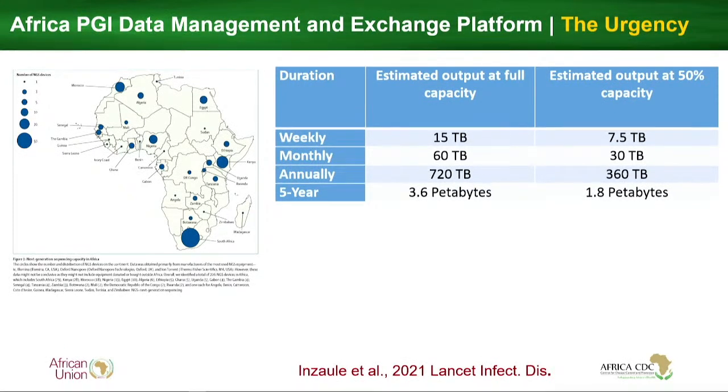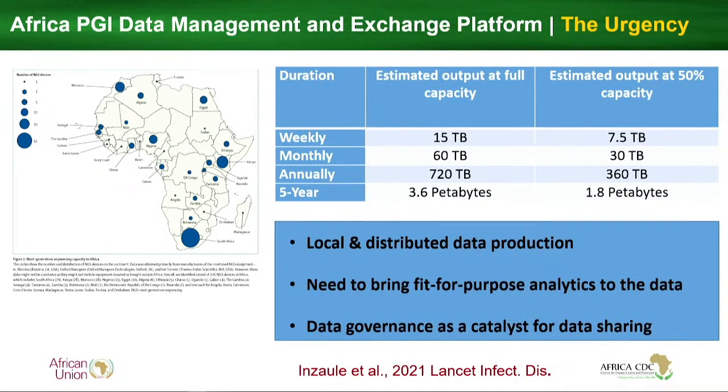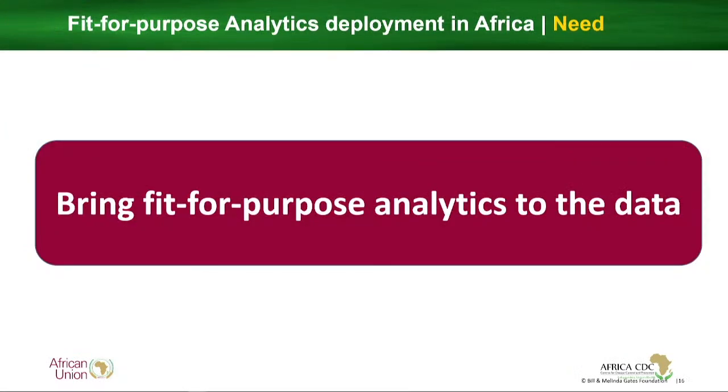And so with that kind of data production capability, what we really need to reimagine is the need for solutions that are local, that are certainly federated across the continent, the need for fit-for-purpose analytics that could be brought to where the data is being produced. And what is critical, and has certainly been a narrative throughout this pandemic, is a need for data governance as a catalyst for data sharing. And so I wish to hastily move on to the first point that I was trying to make, and that is bringing fit-for-purpose analytics to the data.